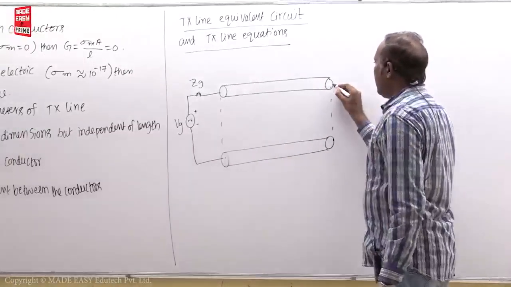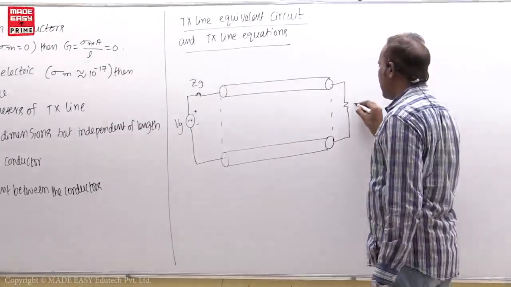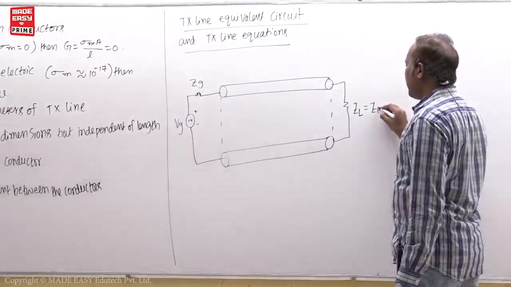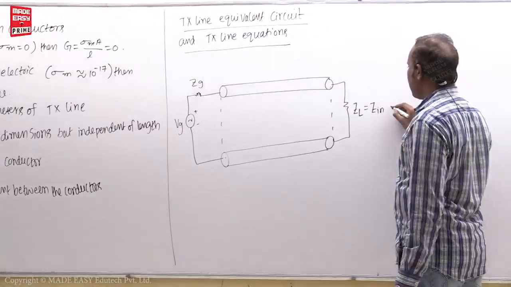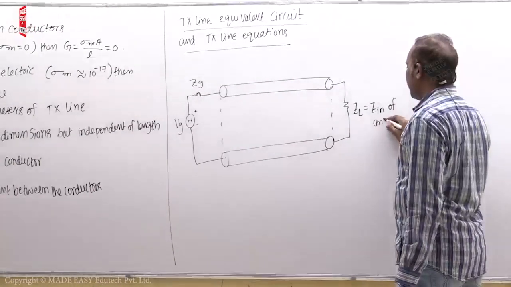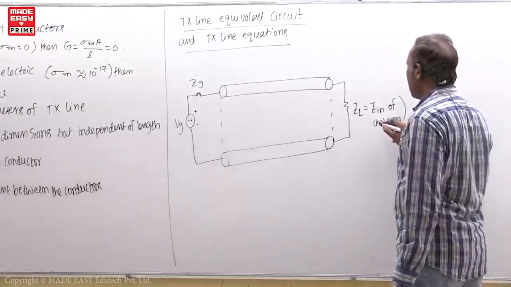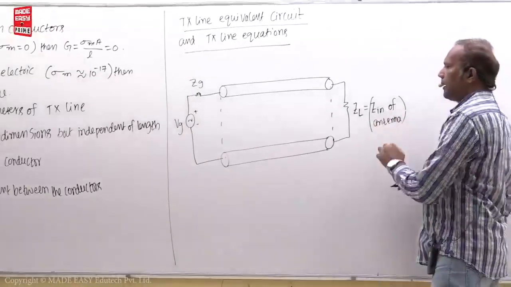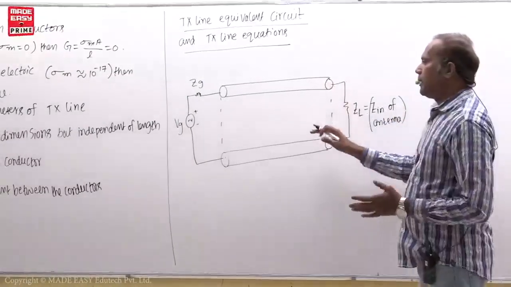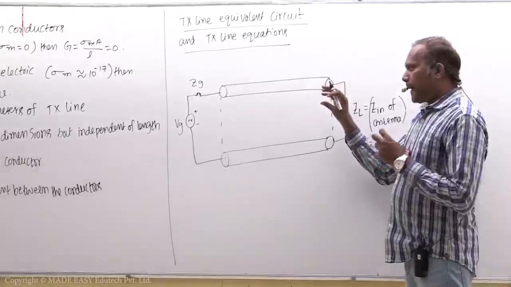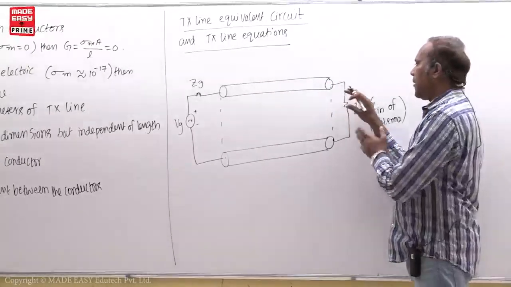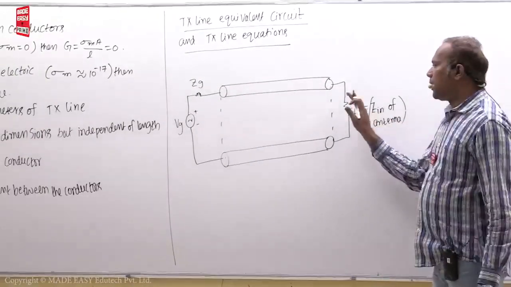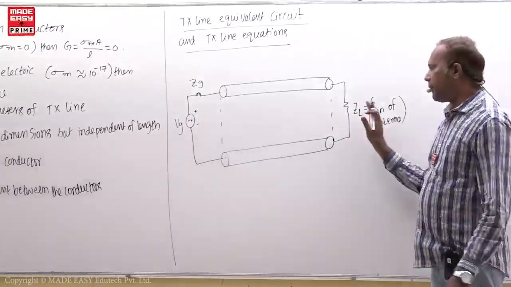Now here we will be connecting load impedance ZL. That load impedance is nothing but input impedance Zin, input impedance of antenna, because we are connecting that to antenna. ZL is equal to Zin, that means input impedance of antenna, because these conductors carry high frequency energy and they supply that energy to the antenna. The antenna input impedance behaves like load impedance to this one. That is why simply we call it ZL from now onwards.